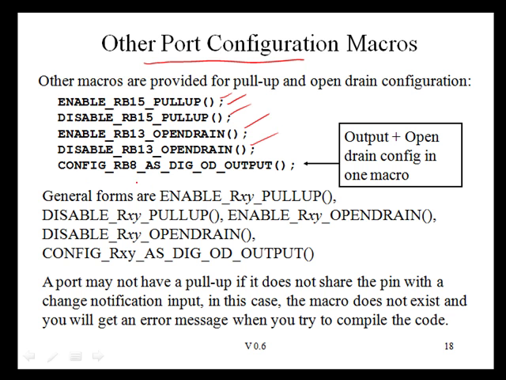We also have macros that combine some other macros. For example, CONFIG_RB8_AS_DIG_OPEN_DRAIN_OUTPUT will configure the pin as an output and also enable the open drain feature. So these are the general forms of these macros, and they can be found in our port header files.